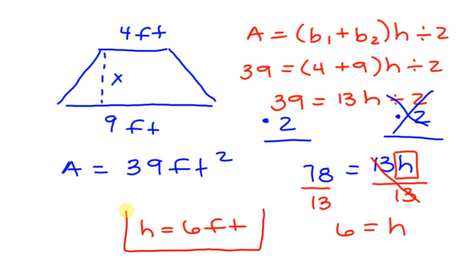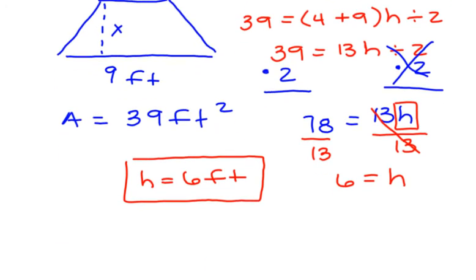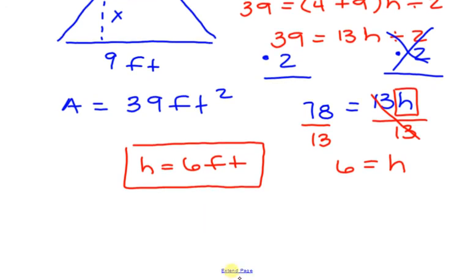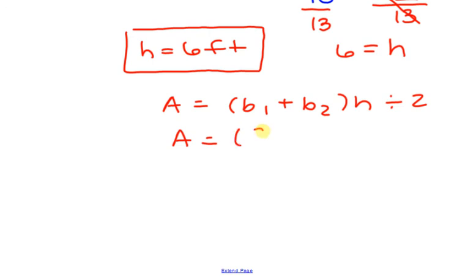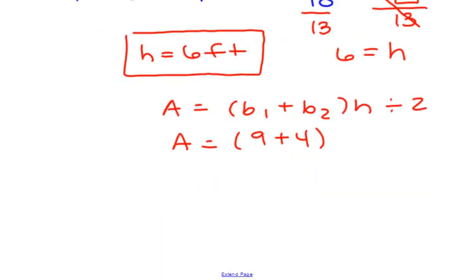Now, what's nice about the missing dimensions is that you can actually check your work to make sure that you had the right answer. So what you need to do is plug it all back into the problem without the area. So area equals base 1 plus base 2 times the height divided by 2. Pretend you don't have the area. Area equals 9 plus 4. Is that what it was? Yep, 9 plus 4 times your height is 6 divided by 2.